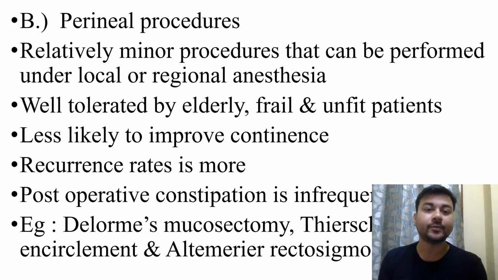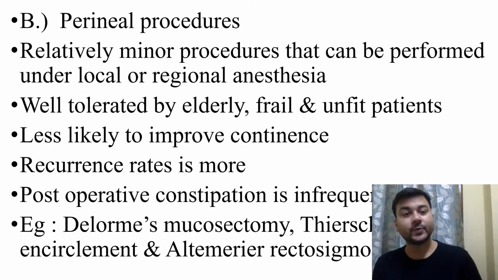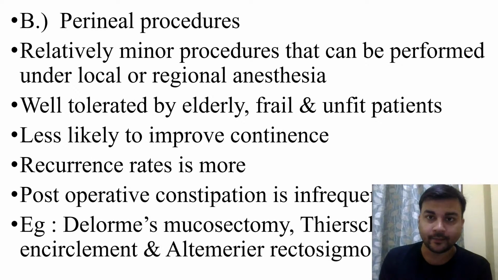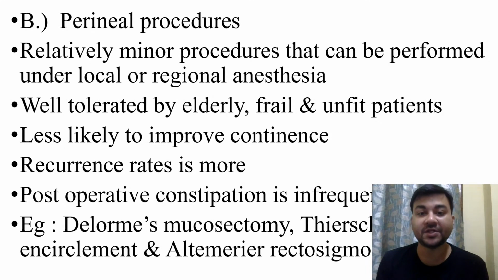Now coming on to perineal procedures. So we have already discussed the differences between abdominal and perineal procedure. Let's go through it once more. So perineal procedures are considered to be relatively minor procedures. They can be done by local or regional anesthesia like spinal or epidural anesthesia. Okay, unlike the abdominal approach, they are minor procedures, so they can be done under regional anesthesia. First thing, they can be done in old patients, elderly patients, or unfit patients, that are those who are unfit for general surgery, those who are unfit for general anesthesia. For those patients, perineal procedures are recommended mostly.